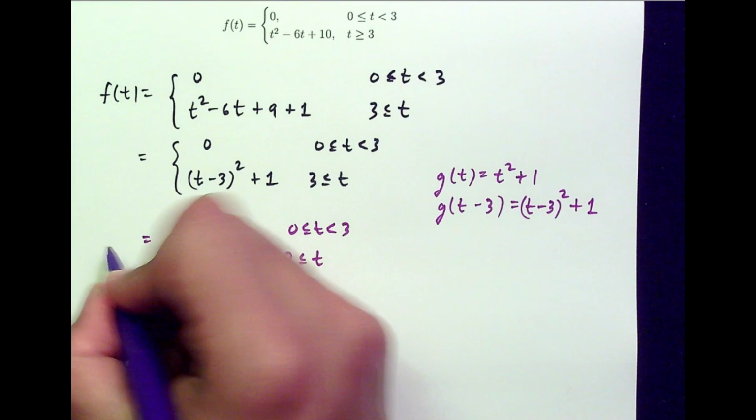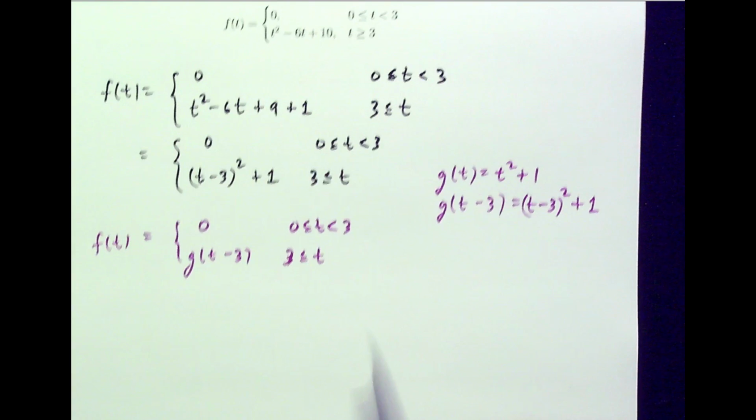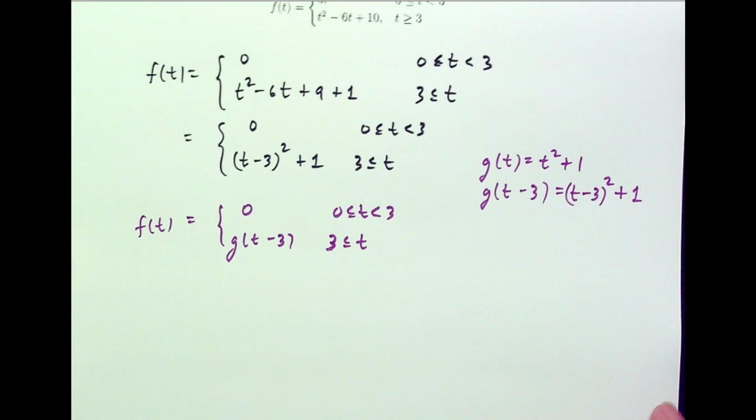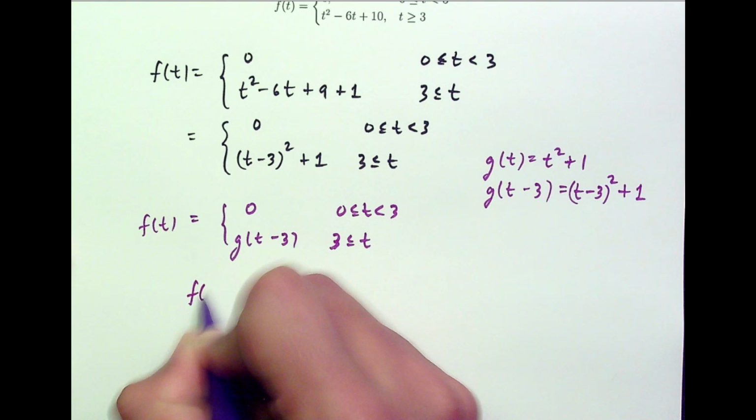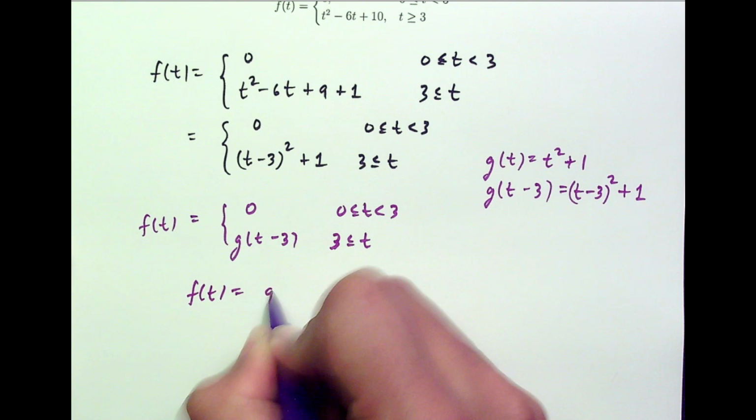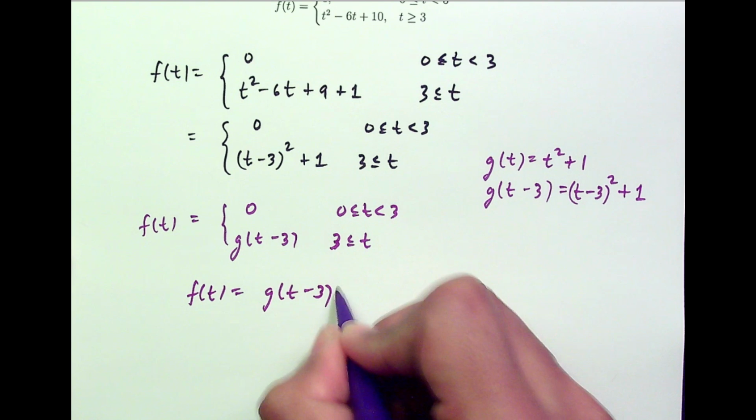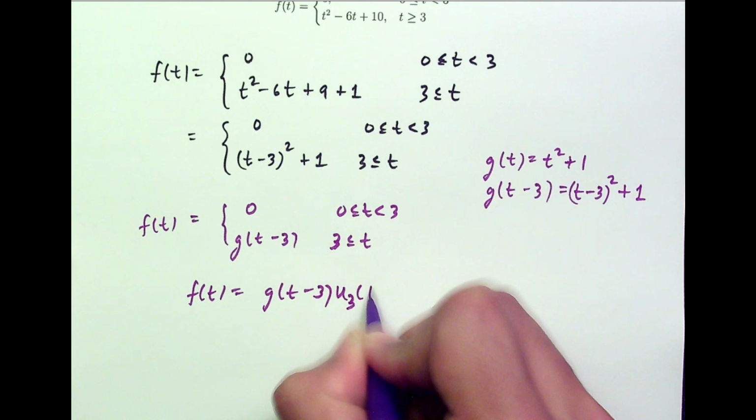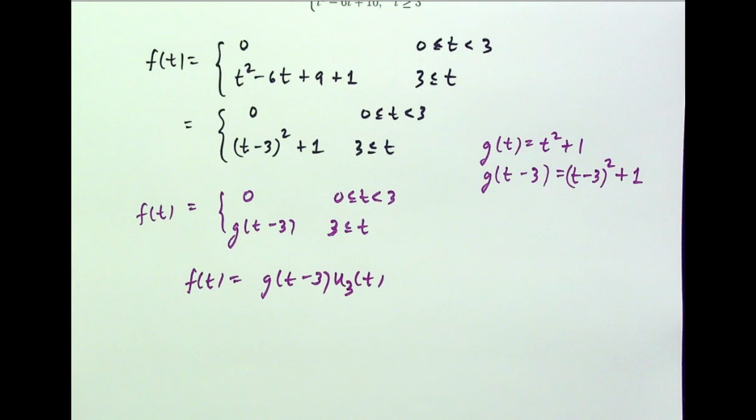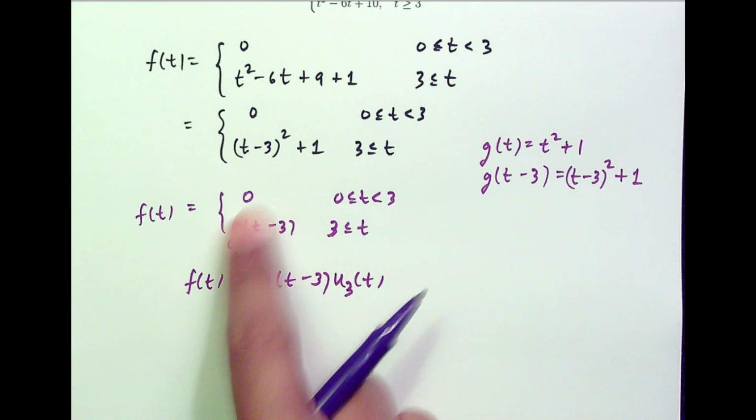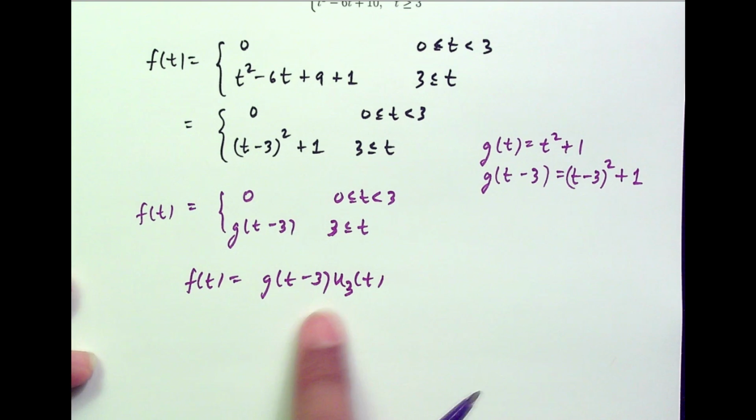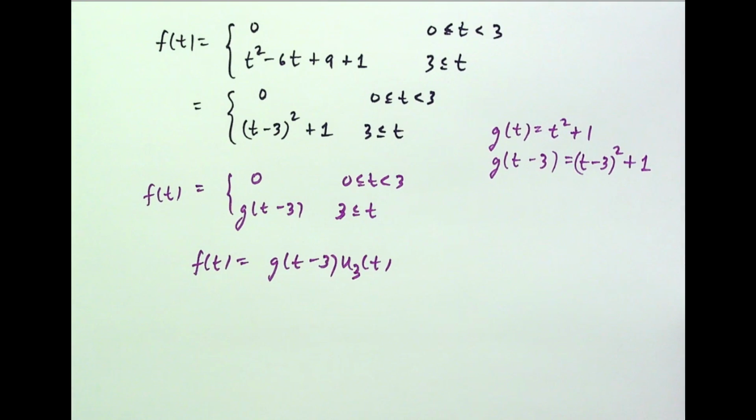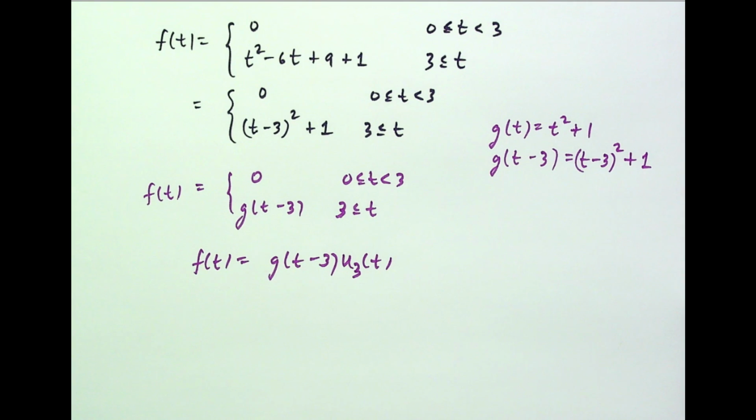Okay. And now, what does that give me? Well, now I can say that this is equal to g of t minus 3 times u3. You could pull that out, and then you would have 0, 1, etc. So that's what you get when you write it in terms of u: g of t minus 3 times u of 3. And now this is ready to go. Now we can find the Laplace transform of this.